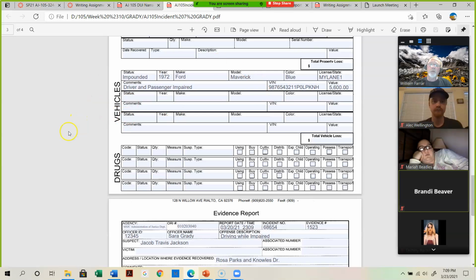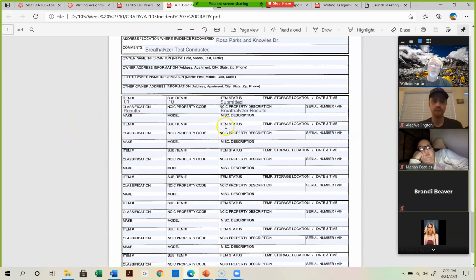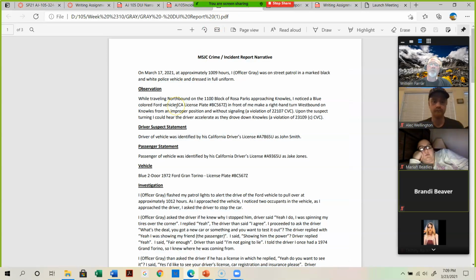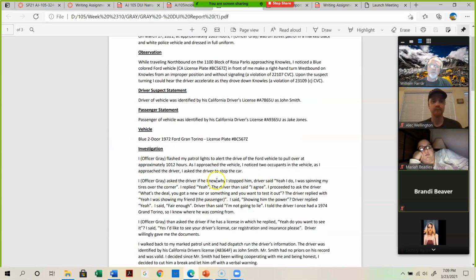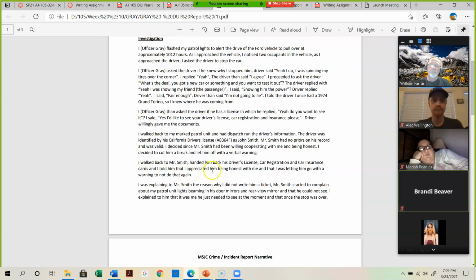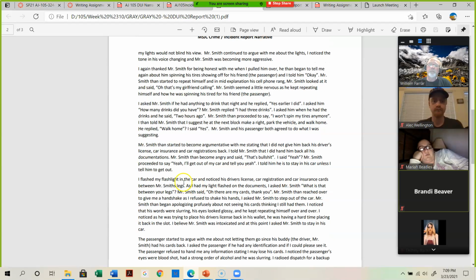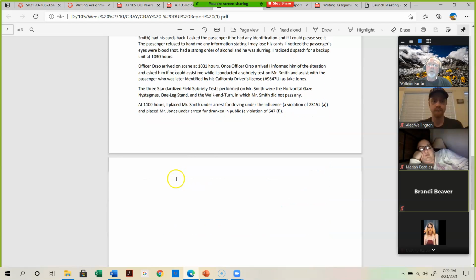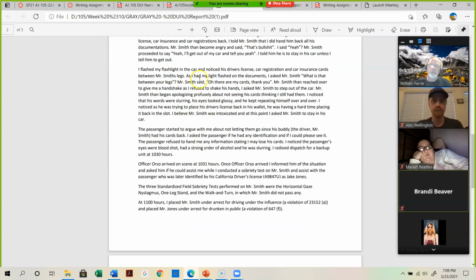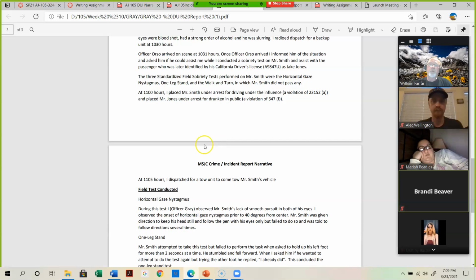So you have the vehicle info, and then of course, if they did a blood test or a breath test, that's actually going to be booked as evidence. So that was one student's look at it. Another student, same thing, observation, the investigation, all the way through. A lot in the investigation here, which is fine. Quite a bit, but a lot of objective symptoms were noted in this student's report, so that's good.